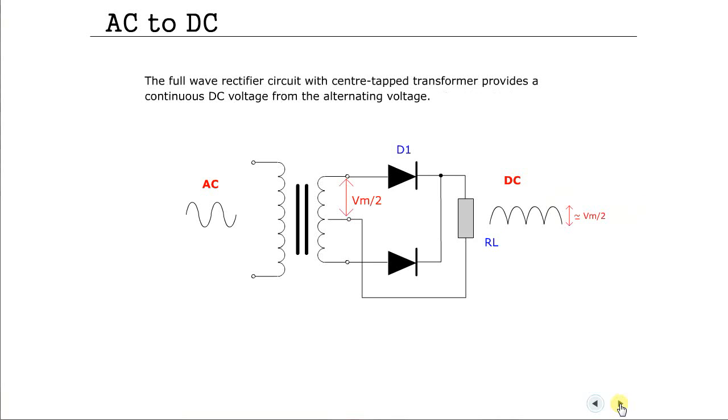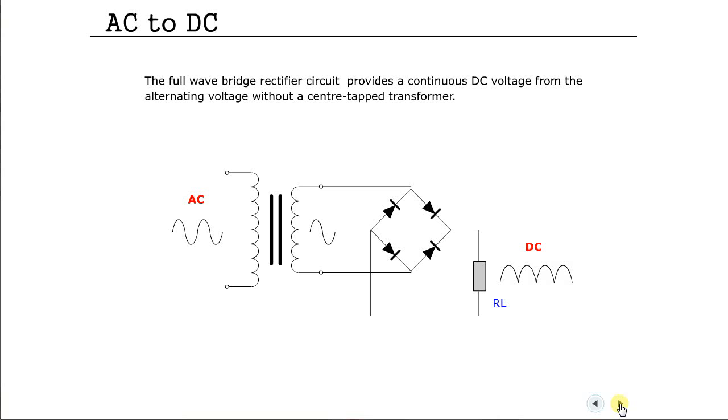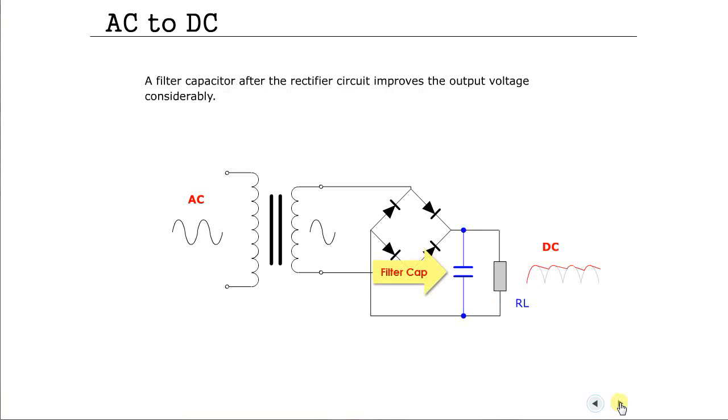The full-wave rectifier circuit with center tap transformer provides a continuous DC voltage from an alternating voltage. The full-wave bridge rectifier circuit also provides a continuous DC voltage from the alternating voltage without a center tap transformer. The filter capacitor after the rectifier circuit improves the output voltage considerably.